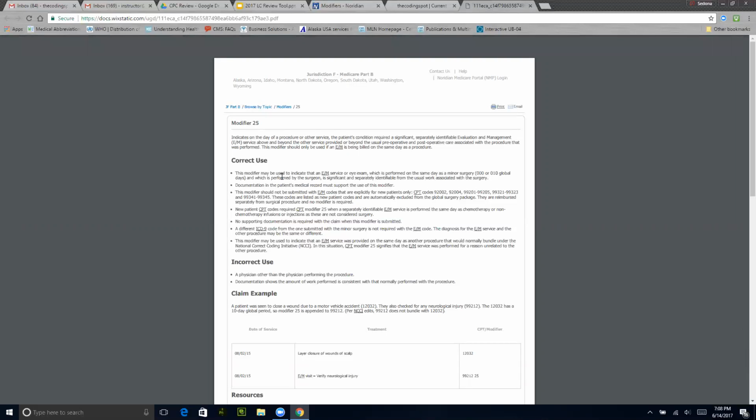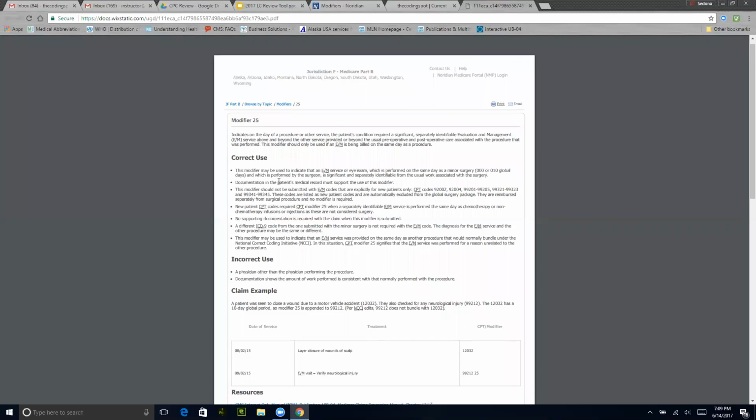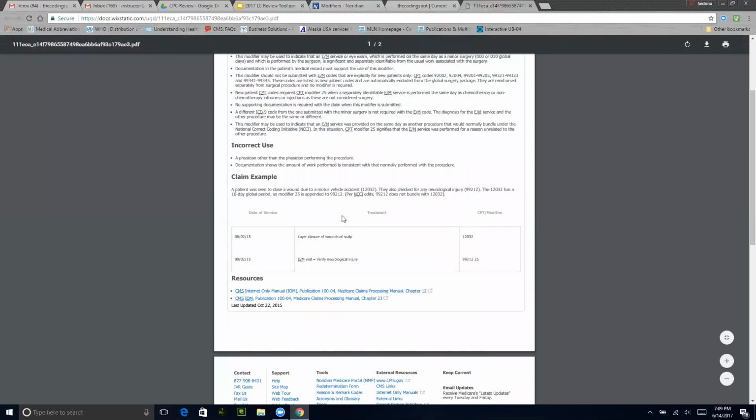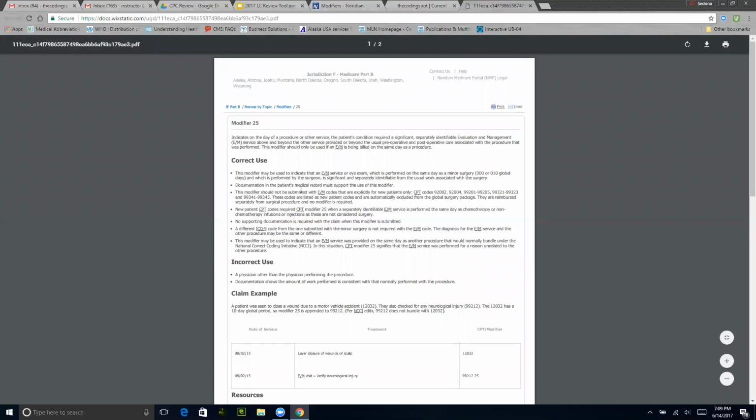The whole point of all this is these are the types of things that you should write in your book. Of course, you're not going to write this whole page in your book, right? But if a modifier is confusing to you for whatever reason, then you go to the PDF, Modifier 25, and it's going to break it down to you in a little more depth than your book does.